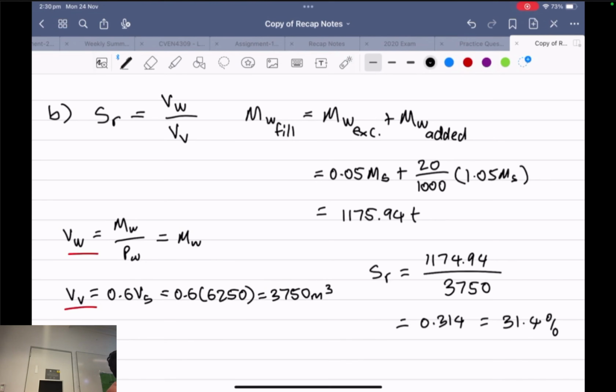Anyone have any questions about 2020 question 1? Have you all got that down as well? Yep. Could you use e S_r equals w G_s? Yeah, you could do that as well for the saturation.